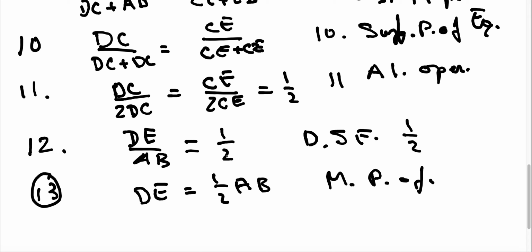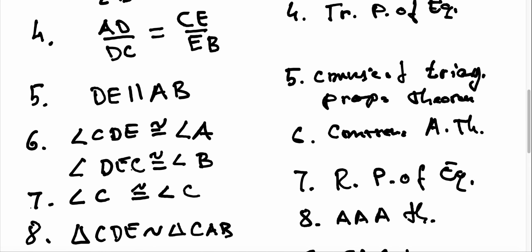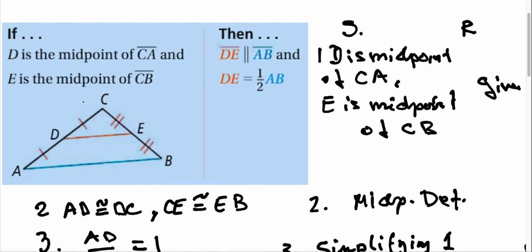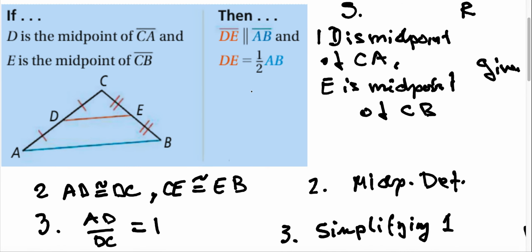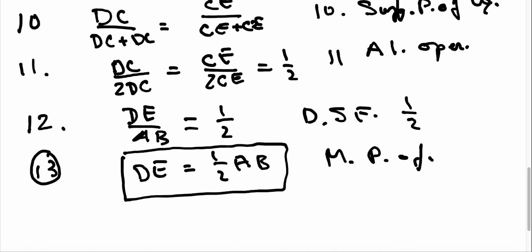If we multiply both sides by AB, DE is 1.5 AB. See, we already proved this statement here. And the other statement is statement 5, where we proved that DE is parallel with AB. And the idea was to prove those two statements. We already proved DE is parallel with AB, and in the 13th step, DE is 1.5 AB.